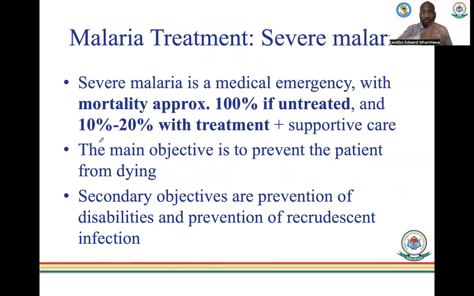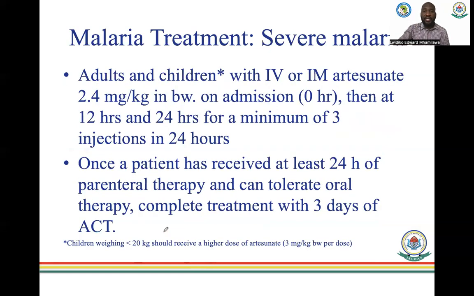And severe malaria is a medical emergency, and approximately 100% of patients, if untreated, die. Once you get them to treatment, you reduce the risk to 10 to 20%. Also, we have to give supportive care. The main objective in this case is to prevent the patient from dying, and the secondary objective is to prevent disability and prevent potential recrudescence of the infection. So contrary to uncomplicated malaria, here your focus is to make sure your patient does not die.